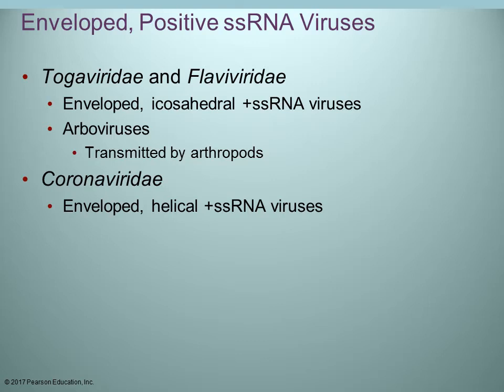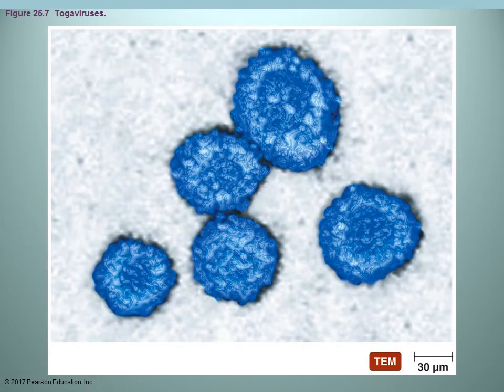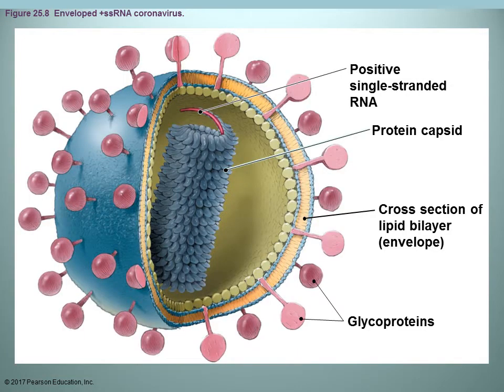So in this group, you're distinguishing between icosahedral shape versus the helical shape. So you look at the shape of them. So here's Togaviruses, and then here is an example of a coronavirus.